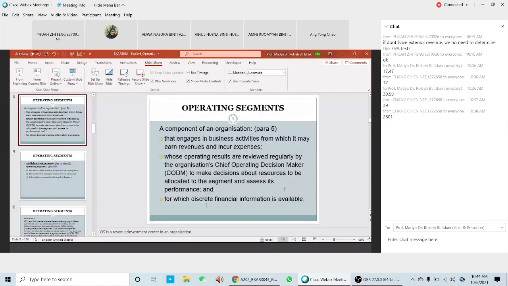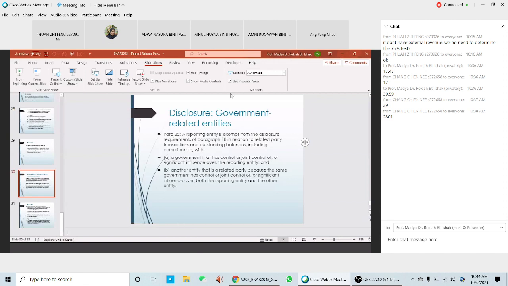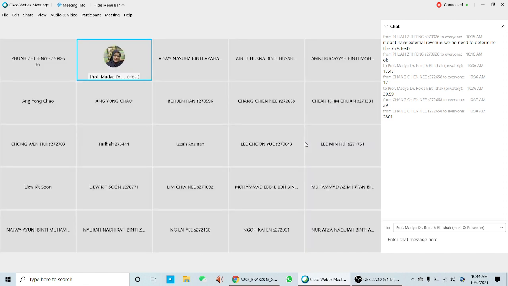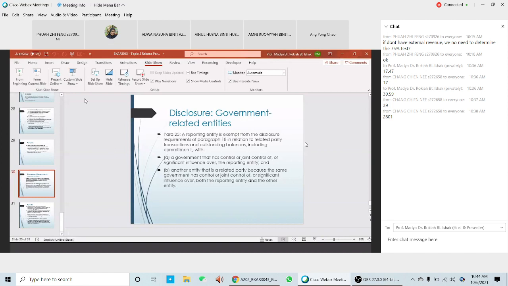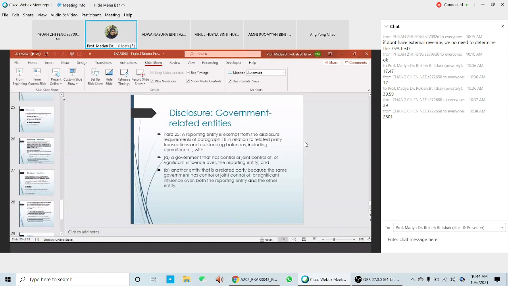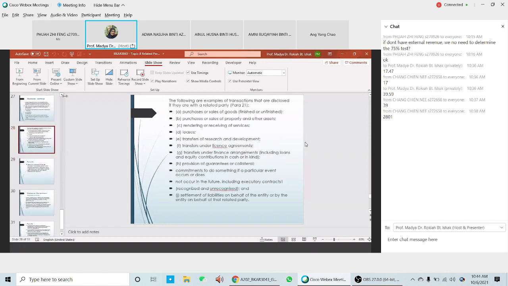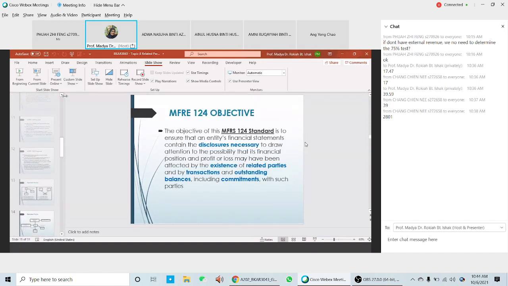Not operating segment. Supposed to be your related party. Okay, so related party is more on theory, yeah. So I'm just going to skip some of the ones, especially for the disclosure.